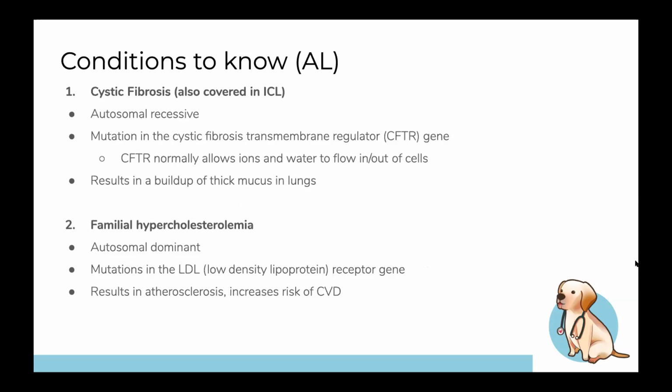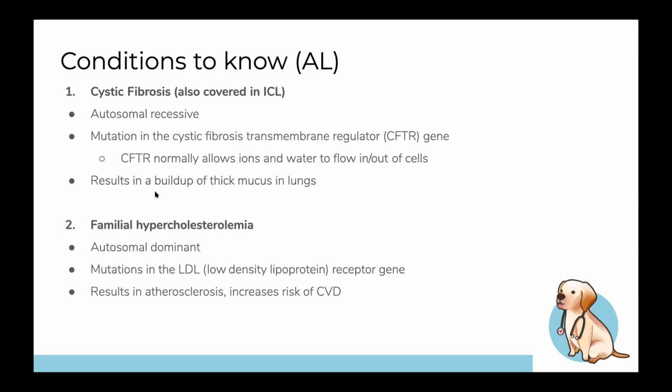So the 2 conditions that are covered in your active learning. First of all, cystic fibrosis, it's also going to be reiterated in your ICL, so don't stress too much about it if you don't understand it, but it's basically you've got a mutation in your CFTR gene, and CFTR normally allows your ions and water to flow in and out of cells. If it's not working properly, you're not going to get enough water in your mucus, so then you end up with a very thick layer of mucus in your lungs. So for people with cystic fibrosis, you'll often hear them coughing, and they'll be producing a lot of very thick phlegm.